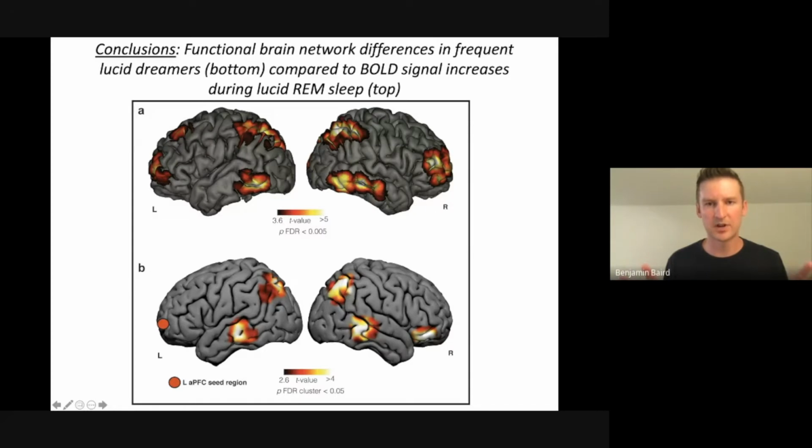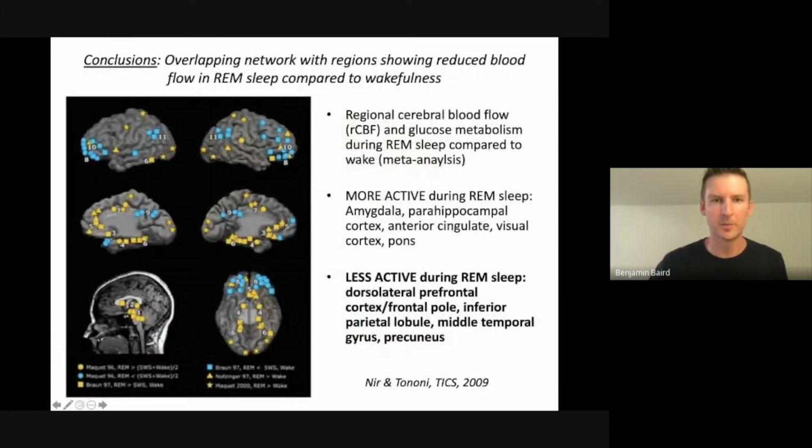So the top here again is showing that same data from the fMRI case study, showing the regions which have increased bold signal from that study, and the bottom is showing the regions which we found to have increased connectivity in this group of high frequency lucid dreamers. So both are picking out these lateral parietal regions and the middle temporal gyrus, connecting more with the frontal pole. It's also interesting from what we know about the neurobiology of REM sleep more generally.